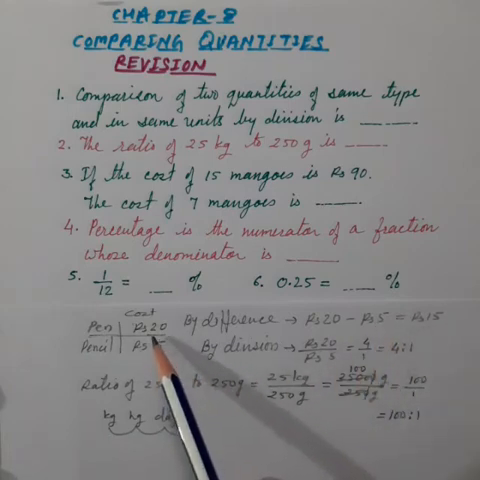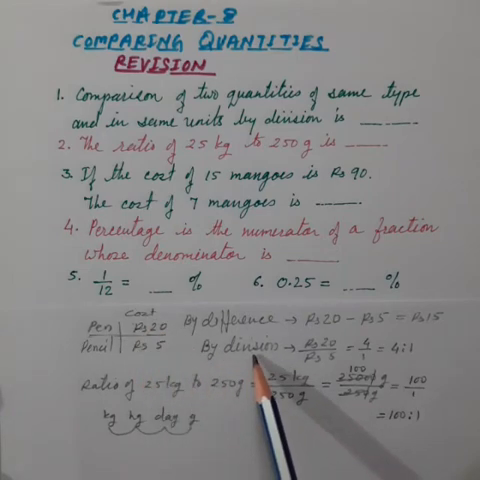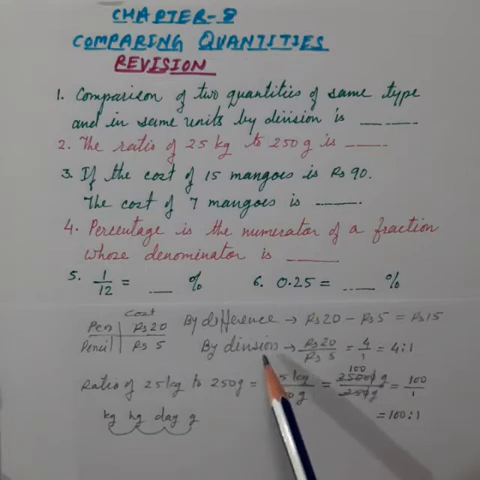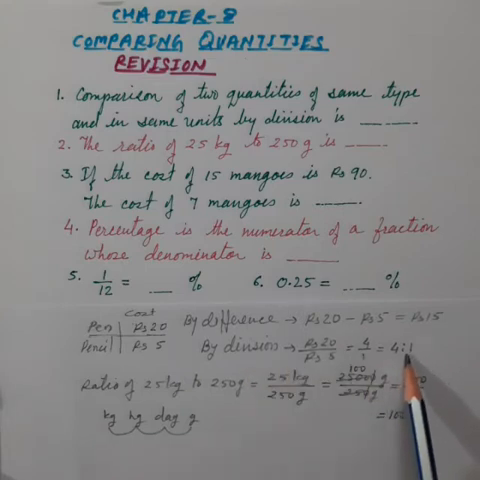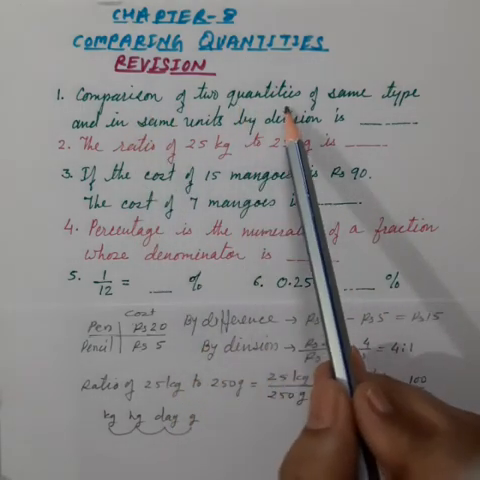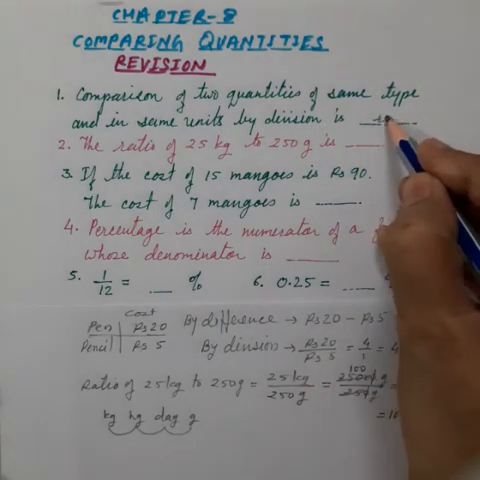And when we compare two quantities of same type and in same units by division method, we come to know that one quantity is how many times the other quantity. This comparison by division is called the ratio. This is ratio 4:1. Numerator of the fraction is written as the first term of ratio and denominator of the fraction is written as the second term of ratio. So, comparison of two quantities of same type and in same unit by division is called ratio.